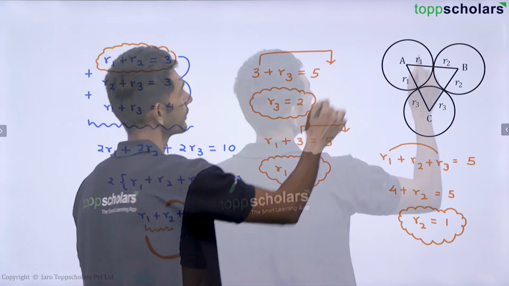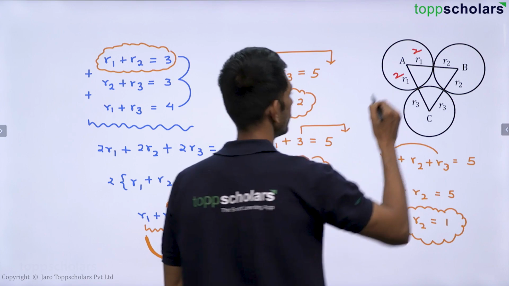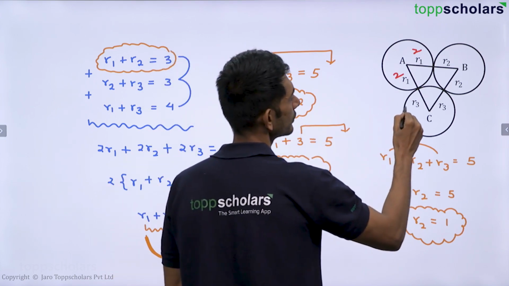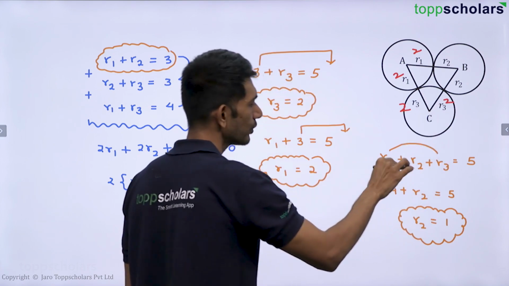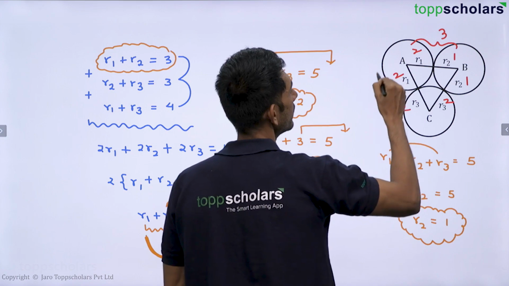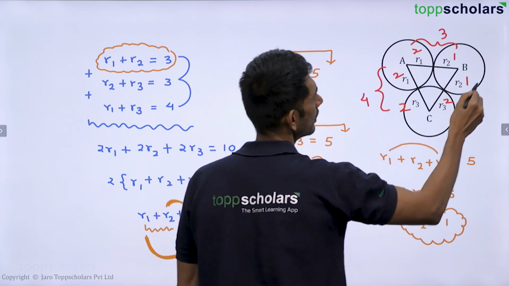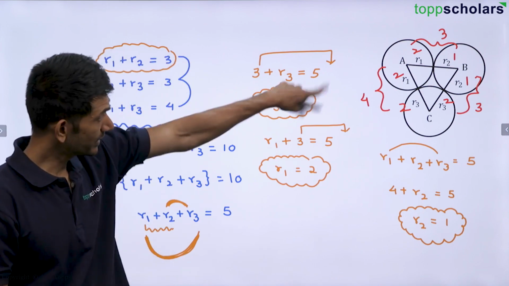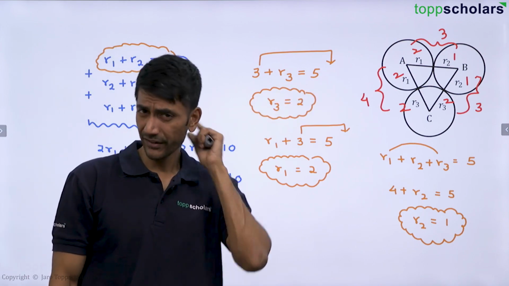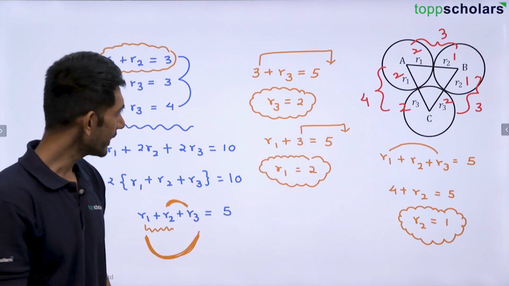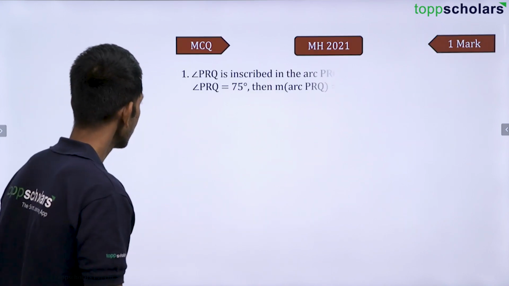Let us check. R1 is 2, R3 is 2, and R2 is 1. 2 plus 1 is 3. 2 plus 2 is 4. 1 plus 2 is 3. So our answer is correct, right? Because the entire length was already given to us. So we have just plugged in the values and checked. Perfect. Okay, let's continue further.